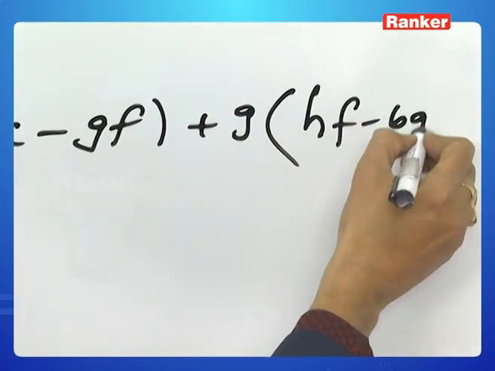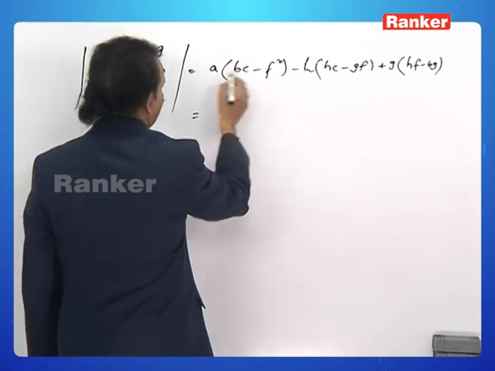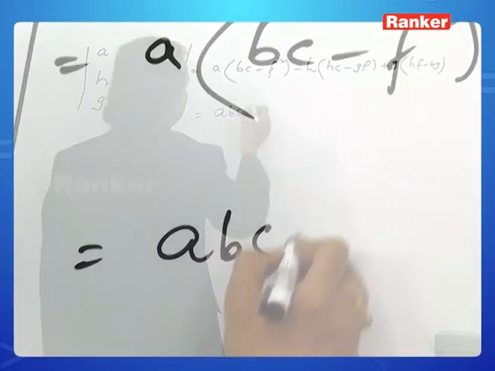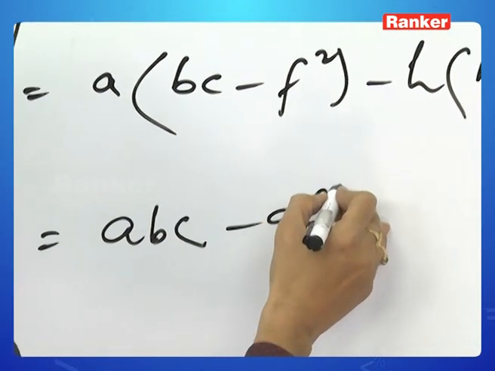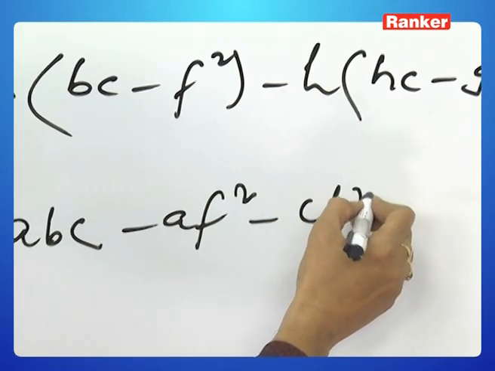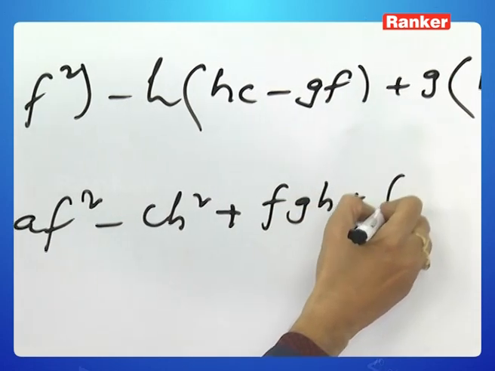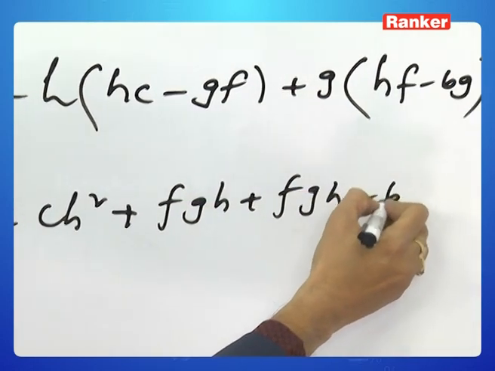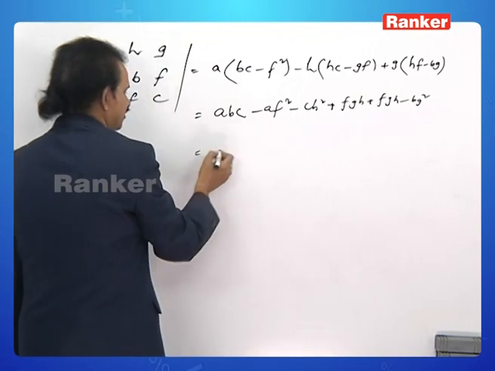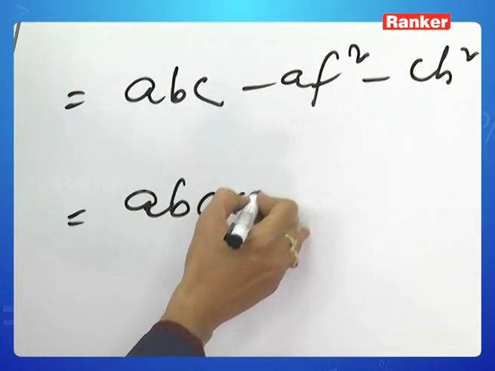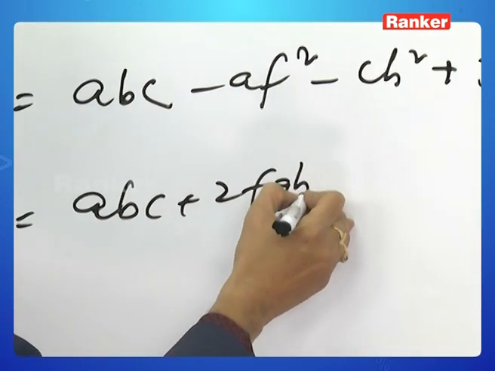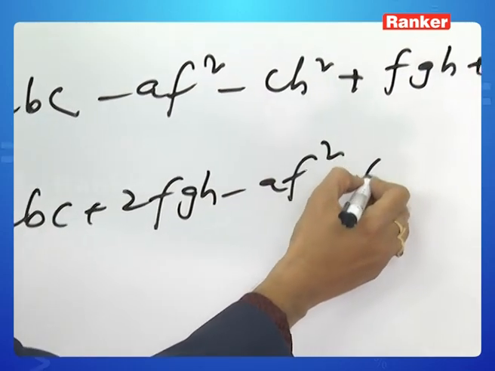HF minus BG. So that it is ABC minus AF square minus CH square plus FGH plus FGH minus BG square. Finished. This is ABC plus 2FGH minus AF square minus BG square minus CH square.